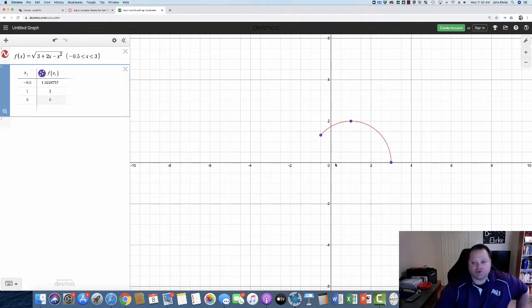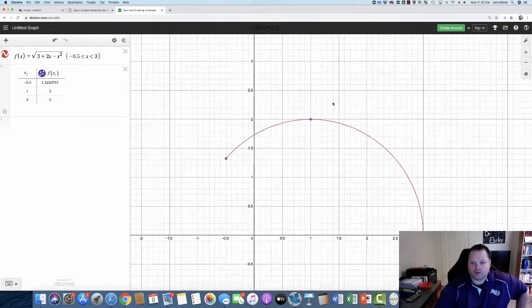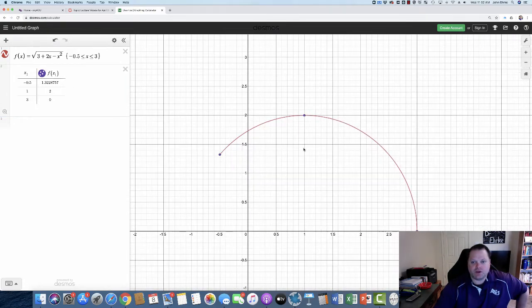The largest of those points is at 1. So that's the largest value on the interval, the point 1, 2. Make that a little bit bigger so it's easier to see. The largest value on the interval is 1, 2. The smallest y value is 0, and that occurs at 3.